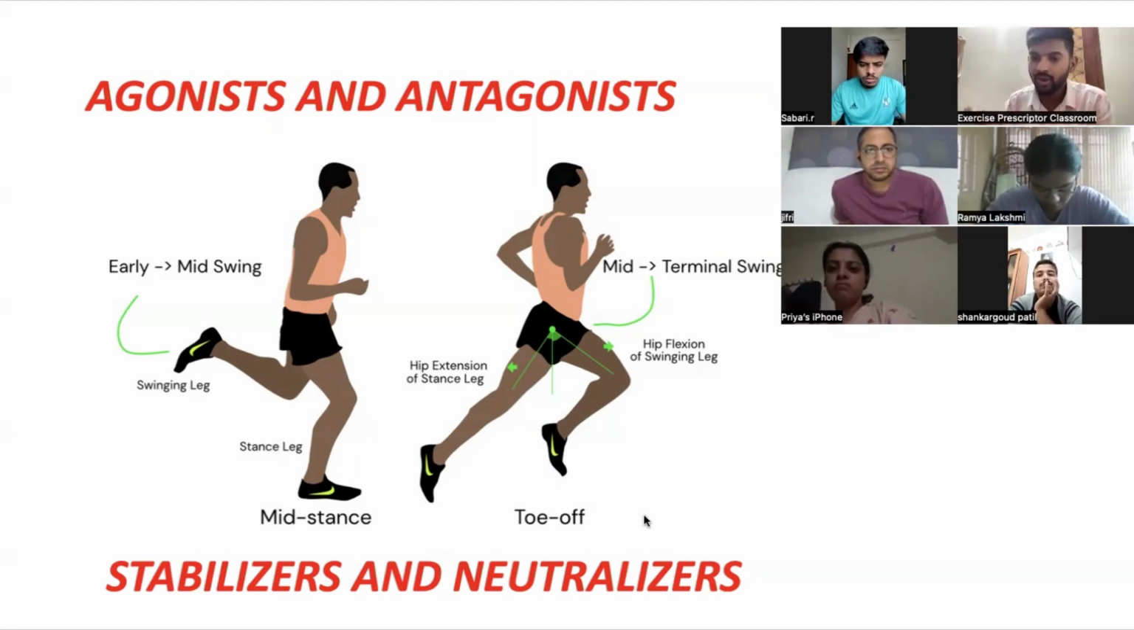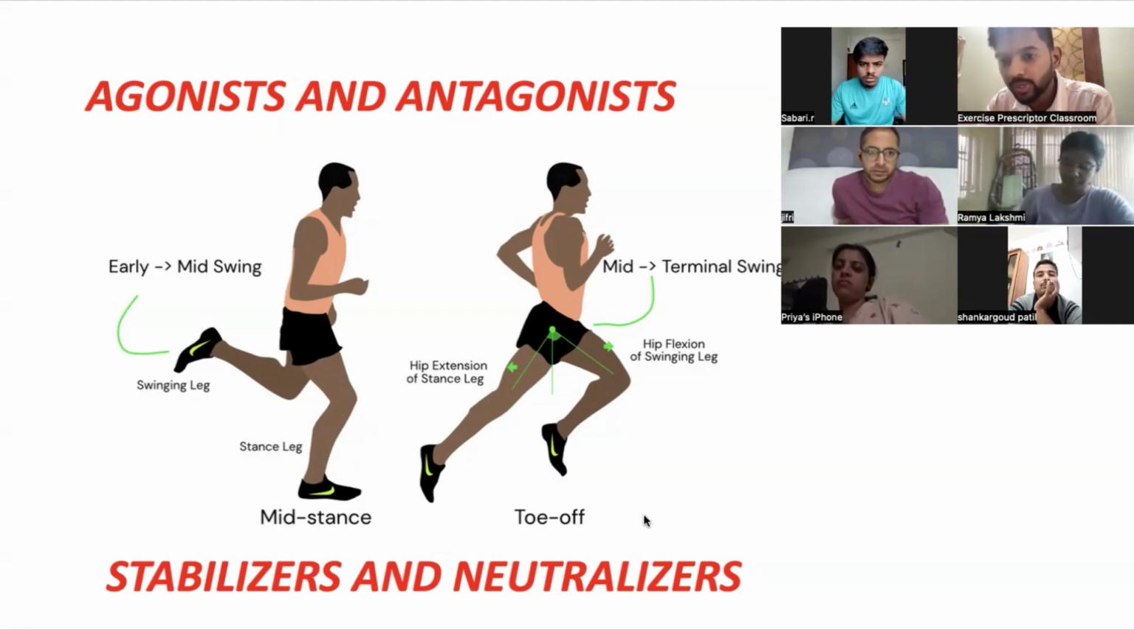So in any movement, the secondary muscles or parallel muscle fibers to the joint, to the movement, work as synergists. And stabilizers depend on the movement.